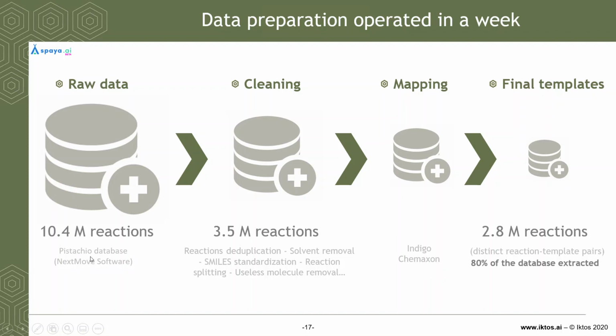software, which is called the Pistachio database, which contains around 10 million reactions automatically extracted from the US patent database, but also the European database. After the reaction cleaning, as we explained just before, we also remove duplicates, solvents, etc. So we end up with 3.5 million reactions. You perform the atom mapping, you extract the templates, so you have a clean database of 2.8 million reactions. Almost 80% of the database has been properly extracted, which is actually a very high number because atom mapping is a complex step in this process.